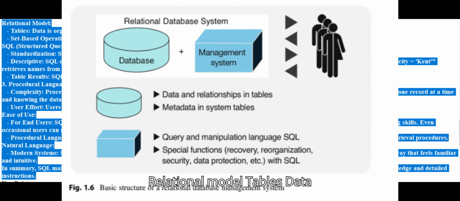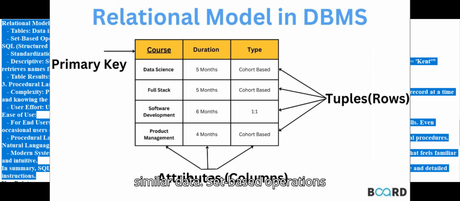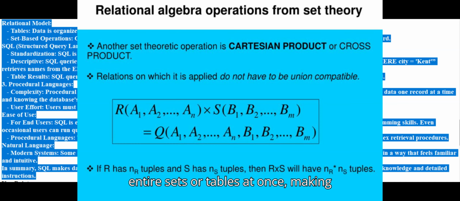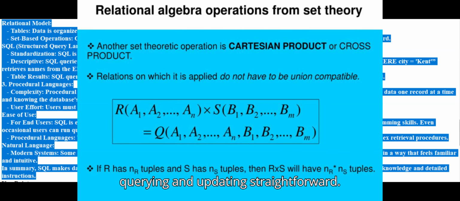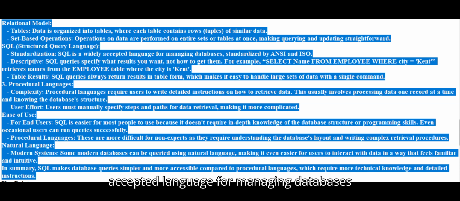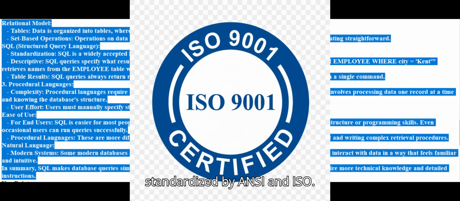Relational model. Tables. Data is organized into tables, where each table contains rows, tuples, of similar data. Set-based operations. Operations on data are performed on entire sets or tables at once, making querying and updating straightforward. SQL, structured query language. Standardization. SQL is a widely accepted language for managing databases, standardized by ANSI and ISO.